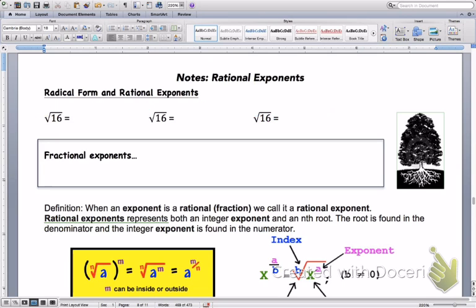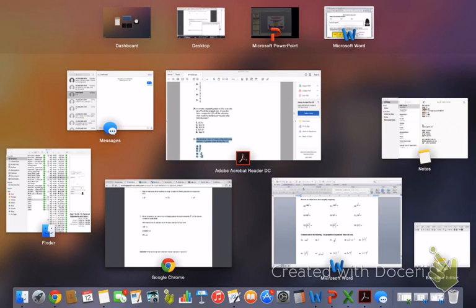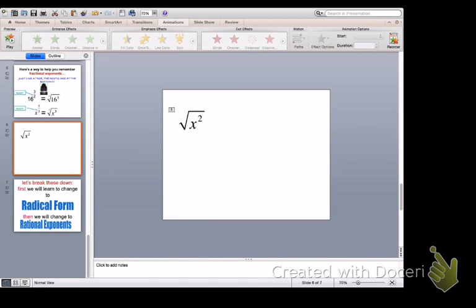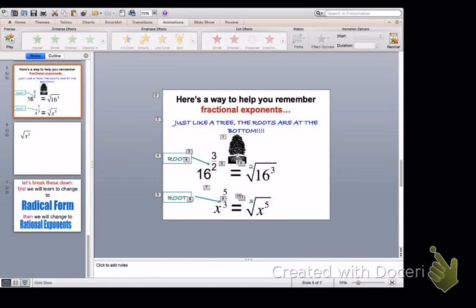I'm going to clear this out. And we're going to go back to the PowerPoint where we left off. We're going to write this quick phrase out. So in that box, I want you guys to write down the phrase.